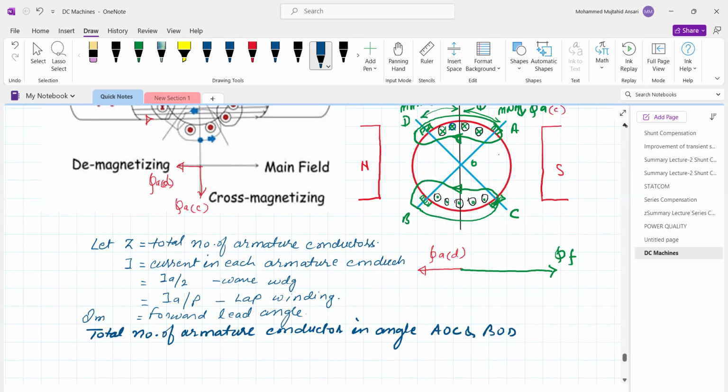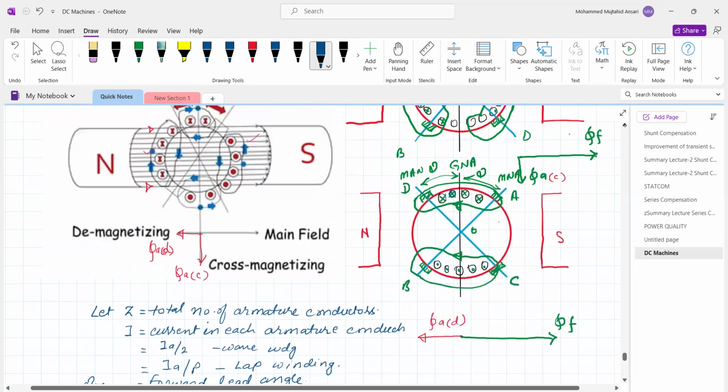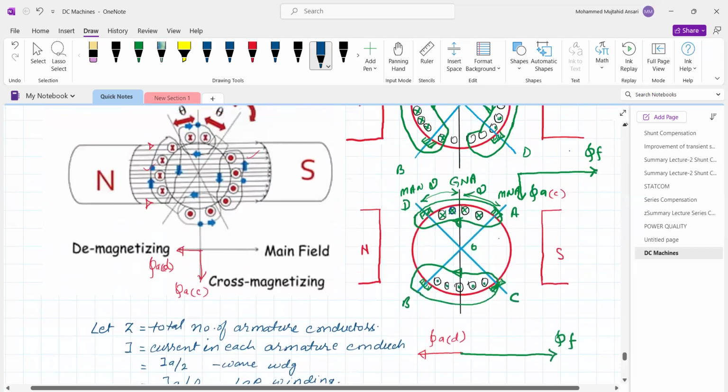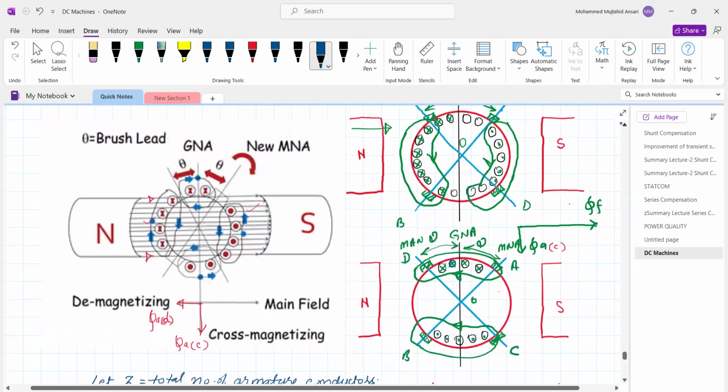Sorry, this is AOC for the first figure. This is for the first figure. These are the AOD and BOC.